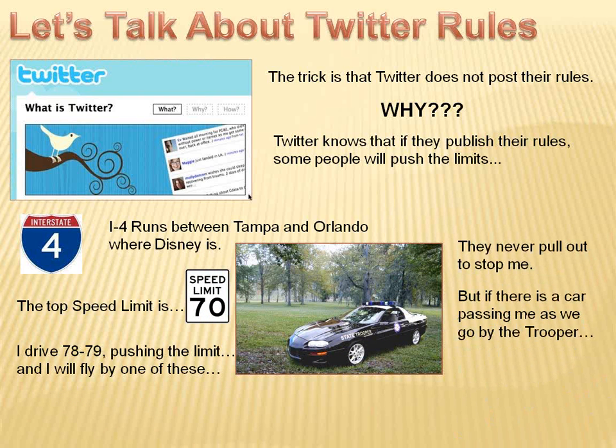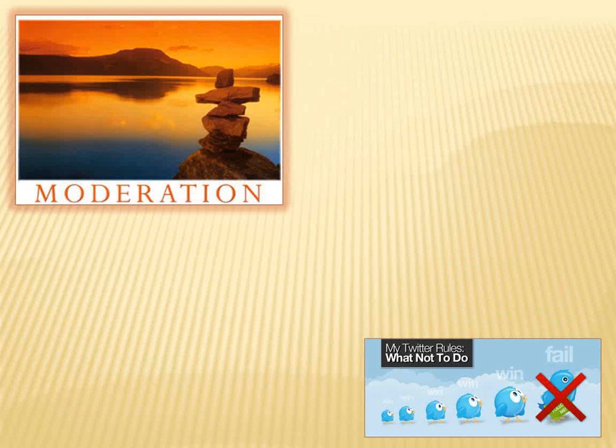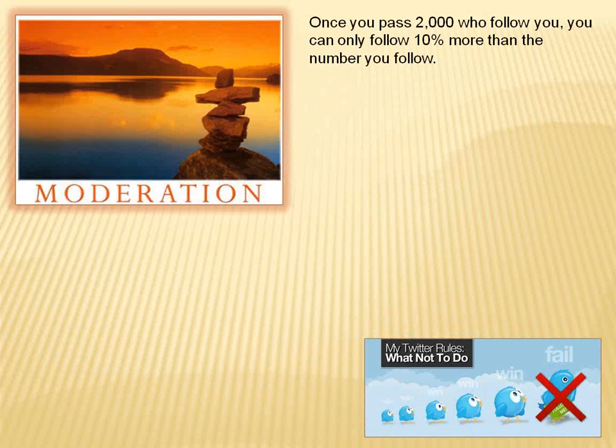But if there's a car that's passing me as we go by the trooper, obviously he's going faster than the 78, 79 I'm going, well, guess what happens? They get a ticket. That's kind of how it works with Twitter. If you mess up the rules, even though they're not clear with what they are, with Twitter, you can get suspended. You can lose your account. So you want to be cautious about this. And really the key is moderation. It's just being smart.